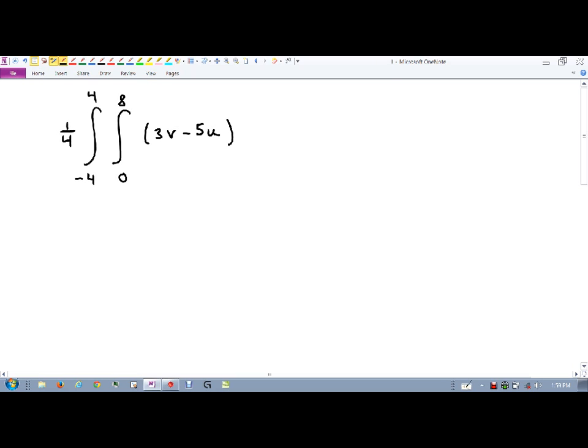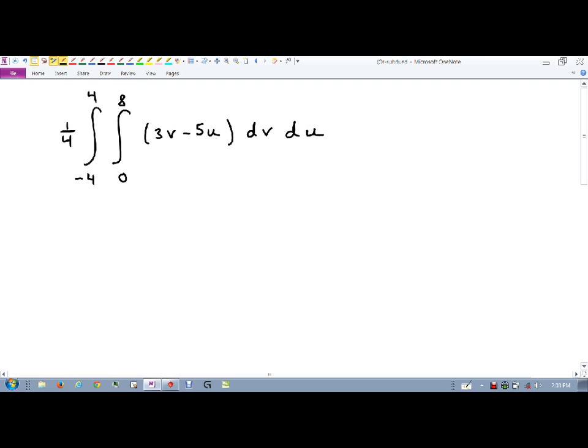I'll just take it completely out of the integral. And then I have dA. This does matter, the order here, because they're dictated by this, right? The u is between -4 and 4, and the v was between 0 and 8. So the inner one will be v, and the outer one will be u. And that is the converted double integral.